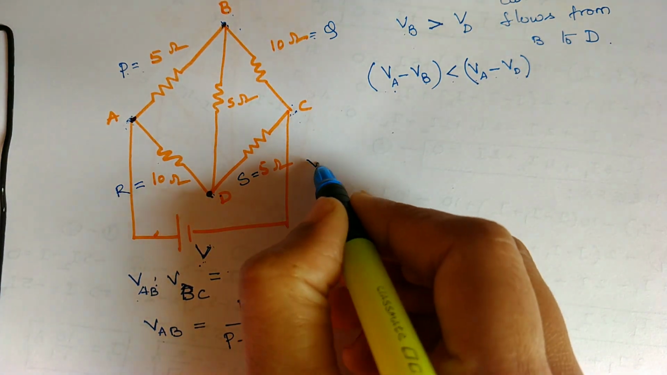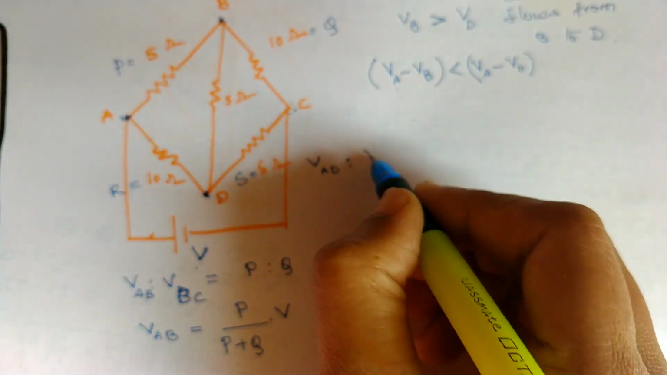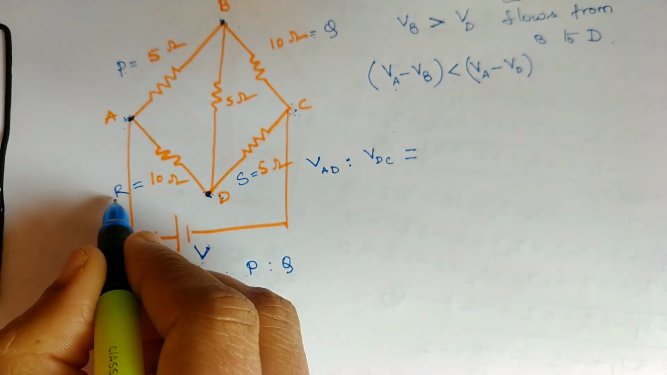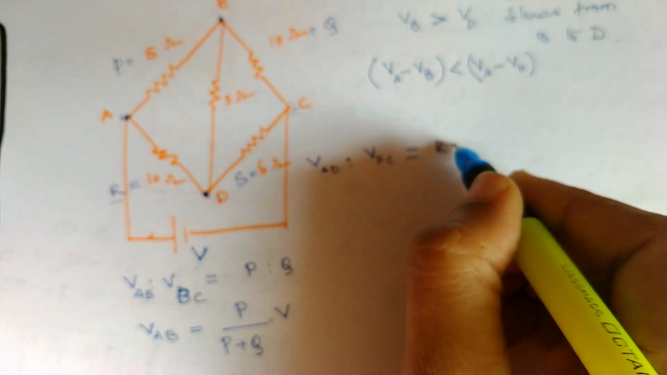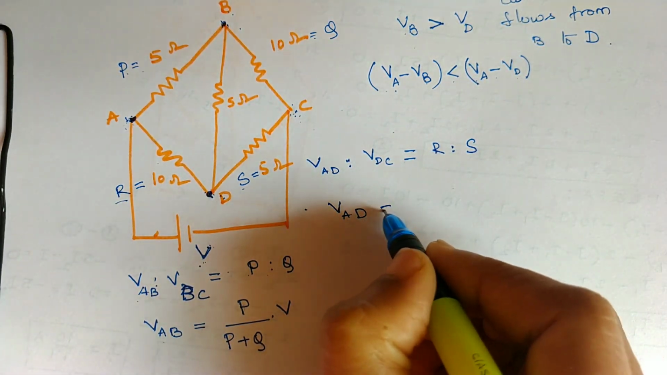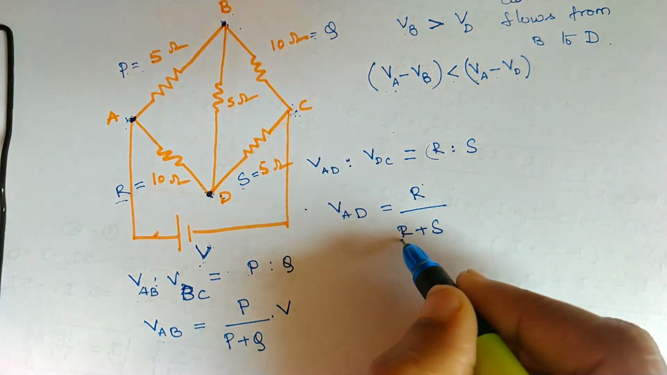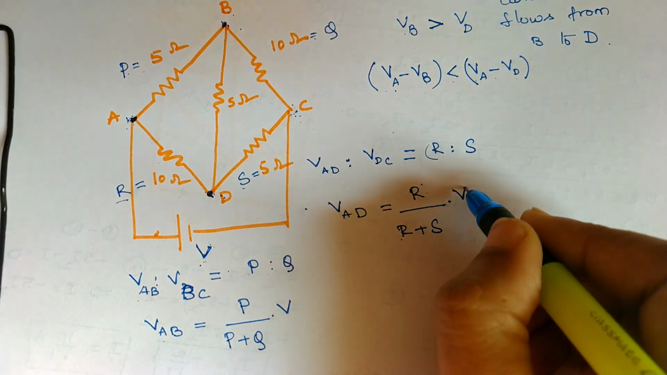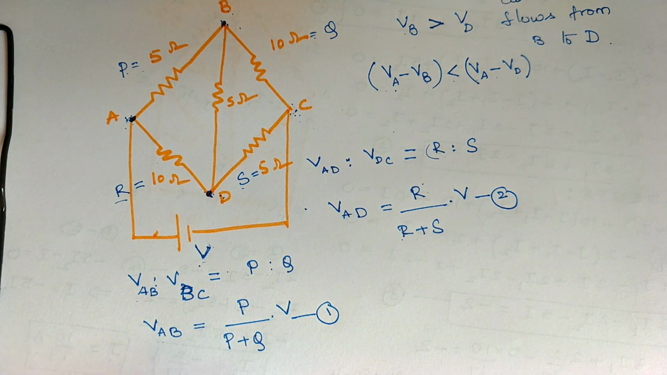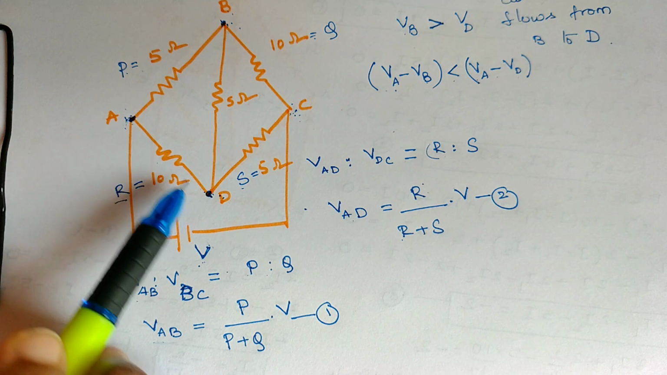So I will write VAD is to VDC should be in the ratio of this resistance to this resistance. I took the values R and S. R is to S implies what is voltage across AD equal to? R divided by R plus S times the applied voltage. Call this equation 1, call this equation 2. Now we have got the potential difference across AB as well as across AD.